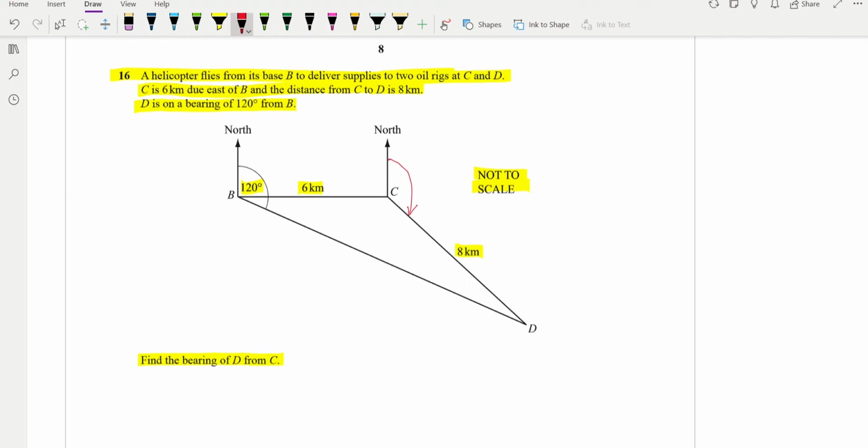What we will do, first of all we can identify this angle, and up to this one, this angle is 90 degrees.